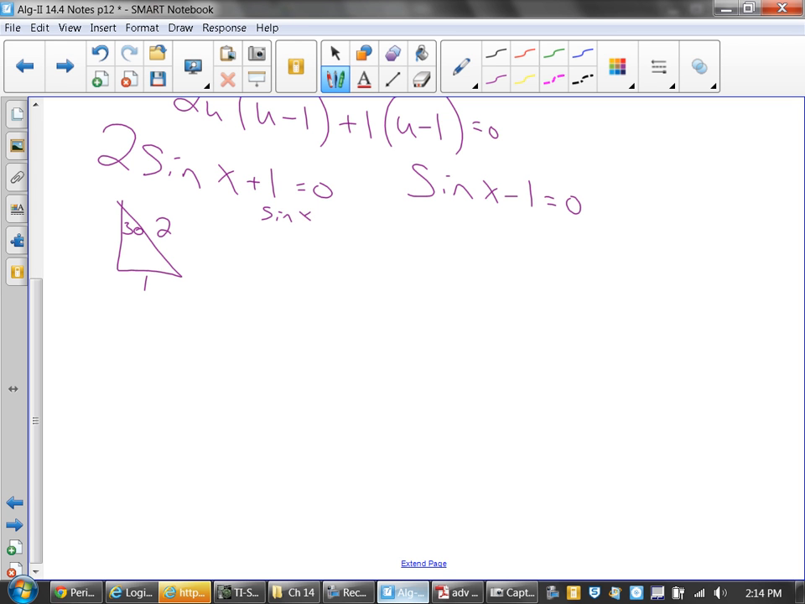So this is going to be where it's negative 1/2. Sine is at 30 to give me 1/2. So that's pi over 6 for the reference angle.